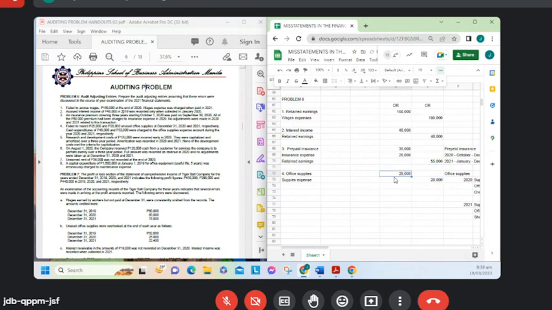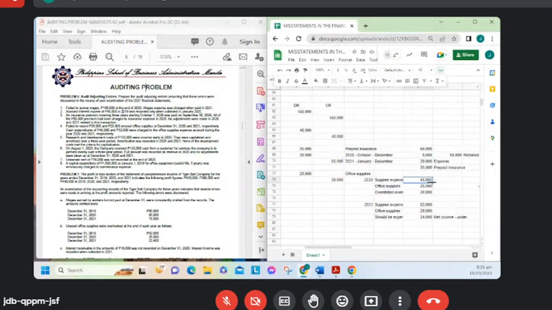So for item number 4, the 2020 error was auto-corrected already. It started with an error of 20,000 overstatement in expenses. So supposedly, the 45,000 portion of that will be recorded as office supplies. Right? So that was in 2020.